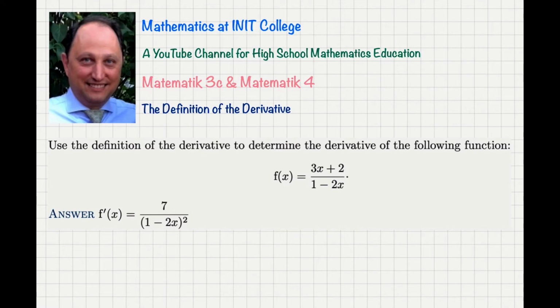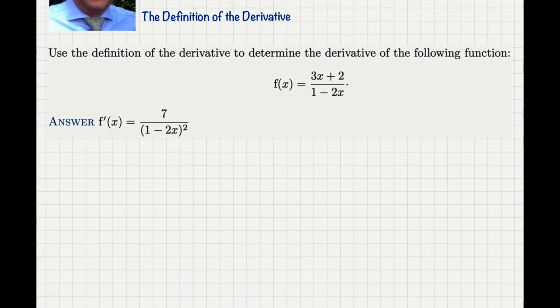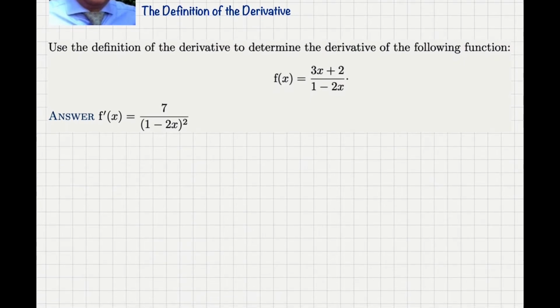I recommend you to pause the video and give the problem a try yourself first. If you do everything correctly, the final answer that you will get would be f prime of x equals 7 over 1 minus 2x squared. Okay, now let us solve the problem.